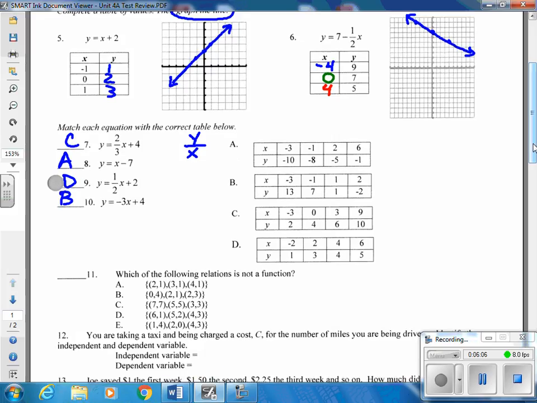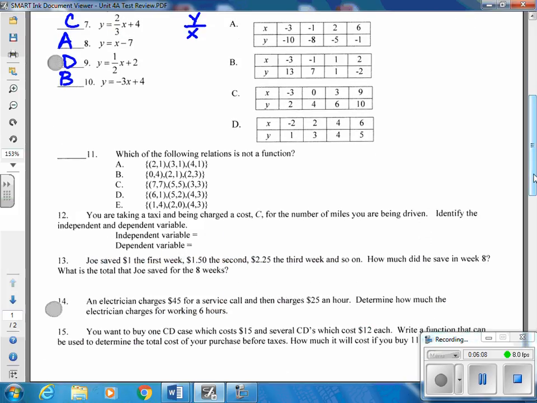All right, for number 11, it is a multiple choice problem. Which of the following relations is not a function? When you have ordered pairs, not a function means that somewhere the x repeats. So if you look at letter A, 2, 3, 4, nothing repeated. If you look at letter B, 0, 2, 2, those 2's are in the x spot and they repeated. Letter B is not a function. Everything else has different x values. The y values do not matter, so don't even look at them.